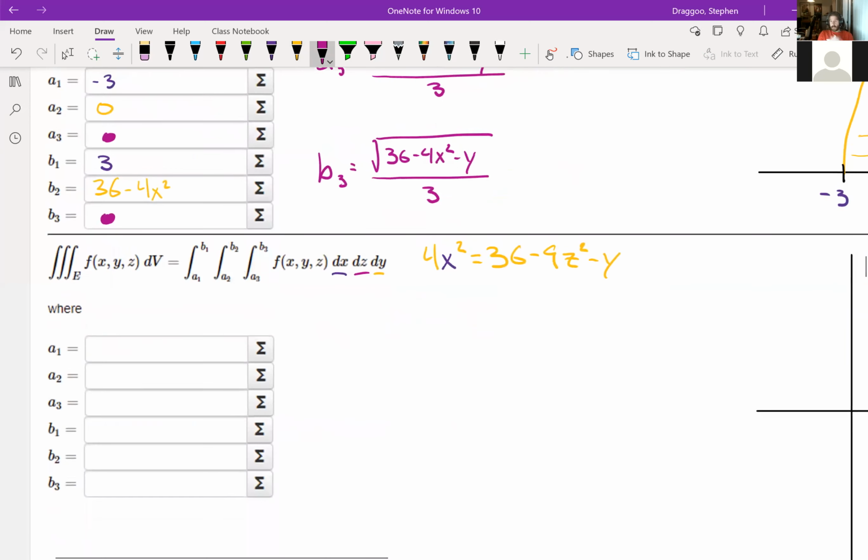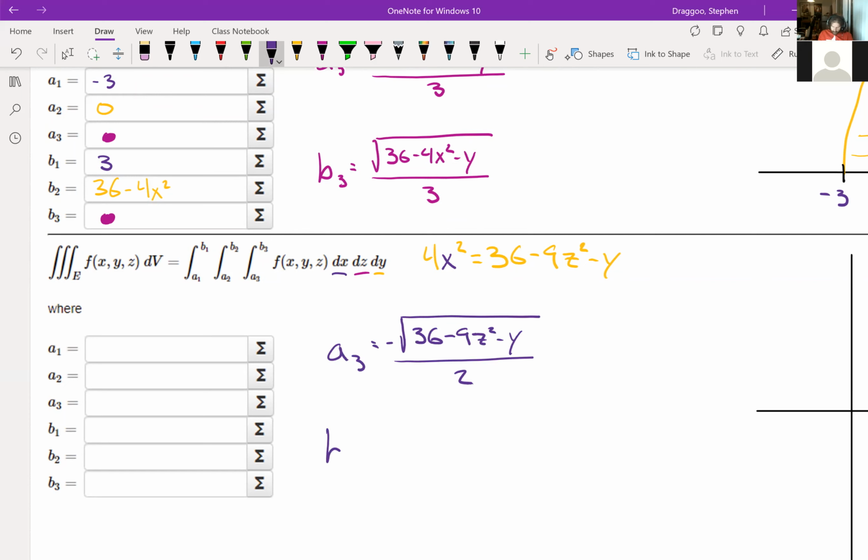So taking that equation, but solving it for x first this time, x equals the square root of 36 minus 9z squared minus y, divided by the square root of 4, which is 2. And this is the lower bound, so it should be the negative square root, as opposed to the upper bound, which is going to look pretty much the same, except it's the positive square root instead of the negative square root.